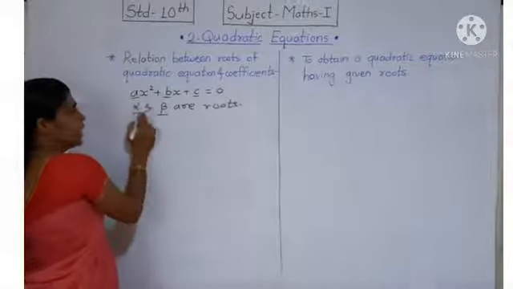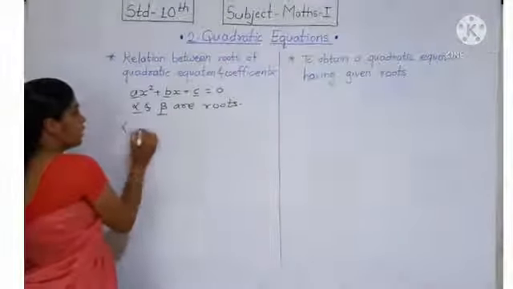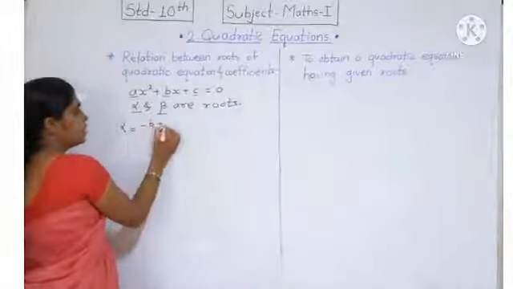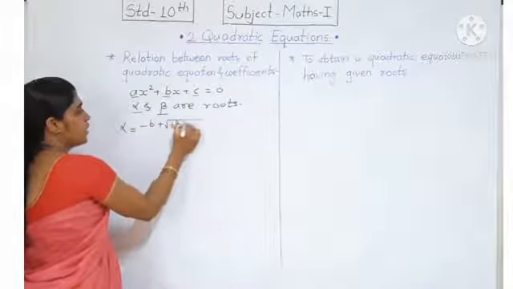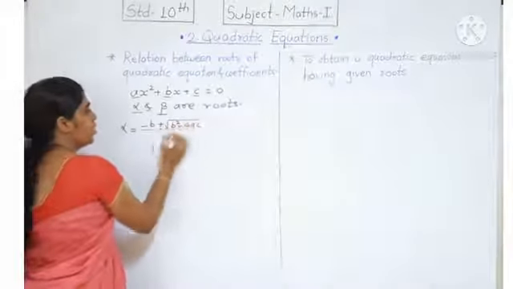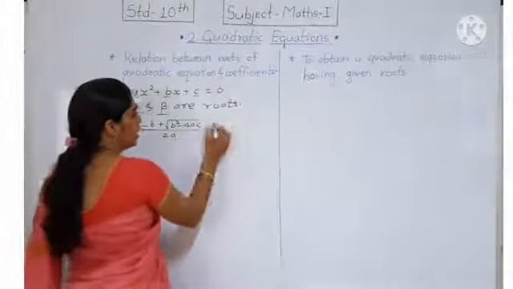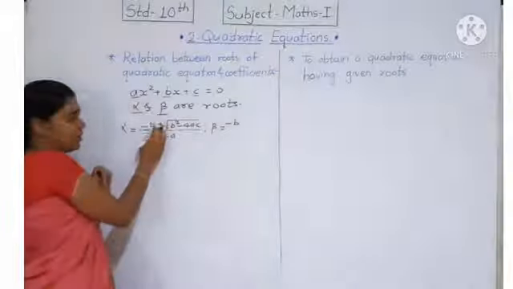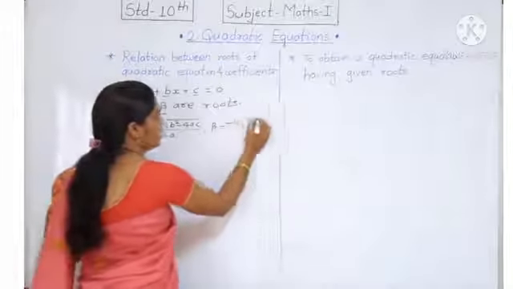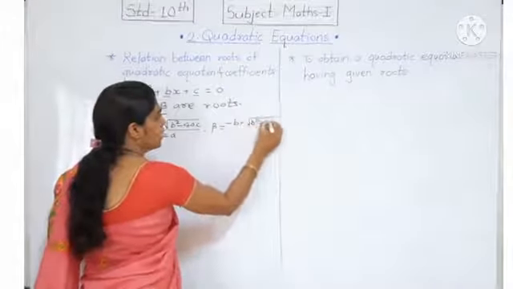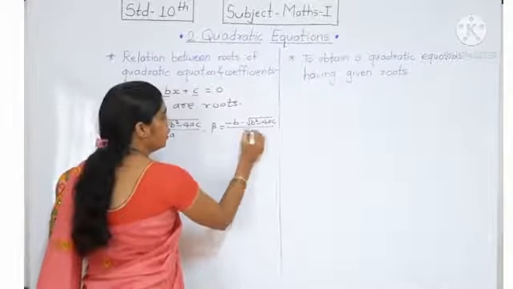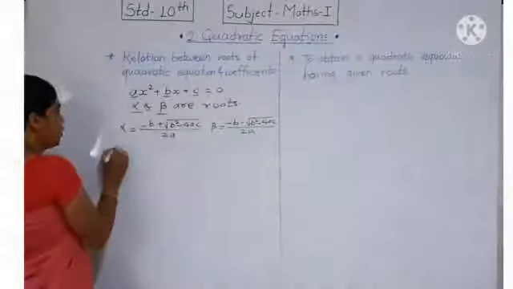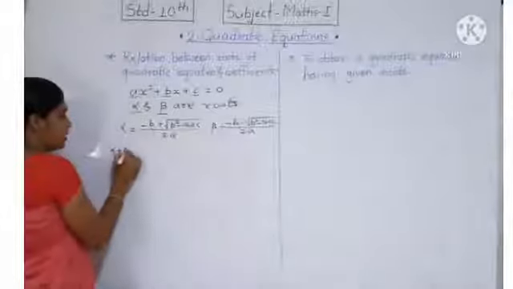See, if alpha and beta are roots, then we write alpha is equal to minus b plus root b square minus 4ac upon 2a. And we write beta as minus b plus or minus, we had seen here plus or minus. So here we take minus root b square minus 4ac upon 2a. So I first find alpha plus beta.